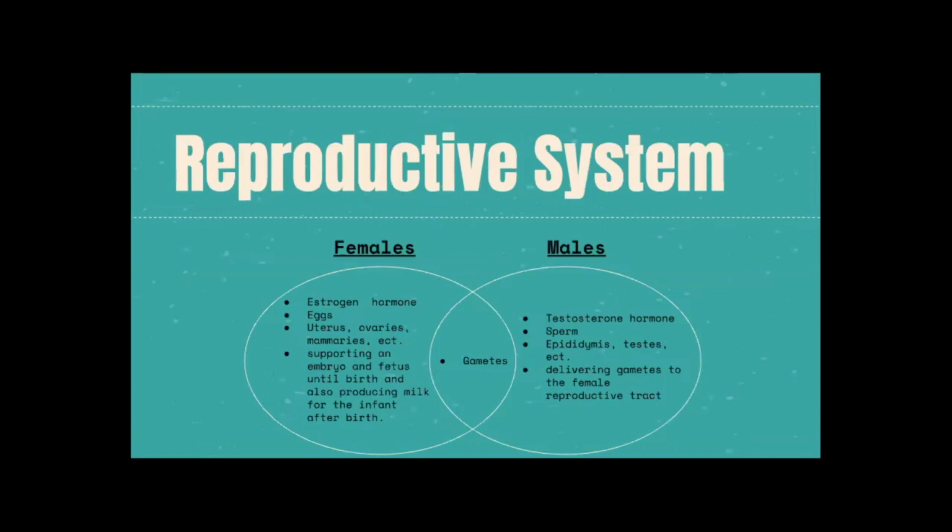Now for the reproductive system. I decided not to make this a paragraph because it's just so much information, because it differs between females and males. So instead I made a Venn diagram.